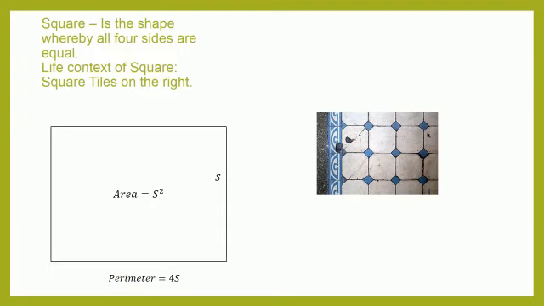A square is a shape whereby all 4 sides are equal. The life context of a square is an example of a tile. The picture on your right shows the tiles. If you look closely at that particular picture, you'll find that all the sides of that particular tile are equal, meaning that particular tile is a square. On the left hand side, we indicate that the area of the square is s squared, meaning s multiplied by s.